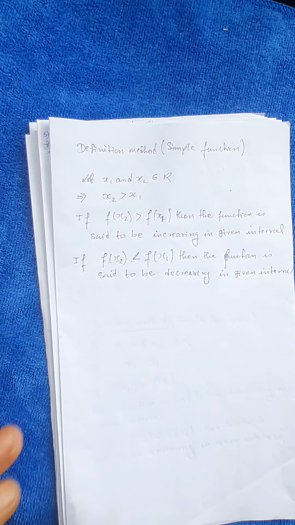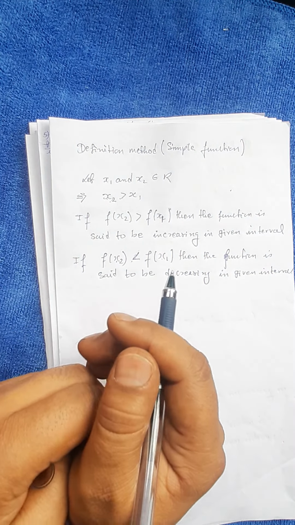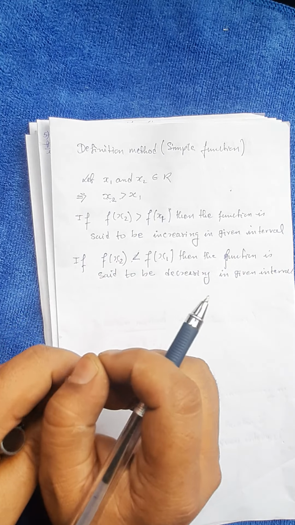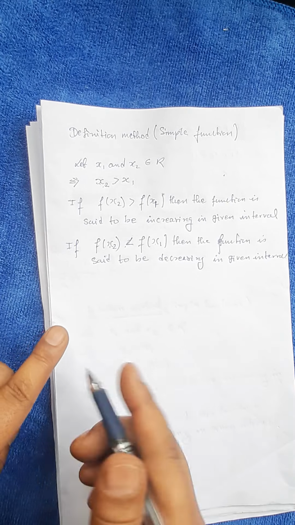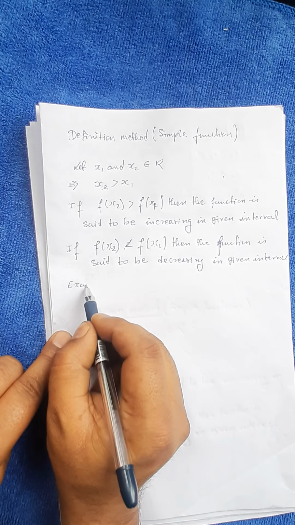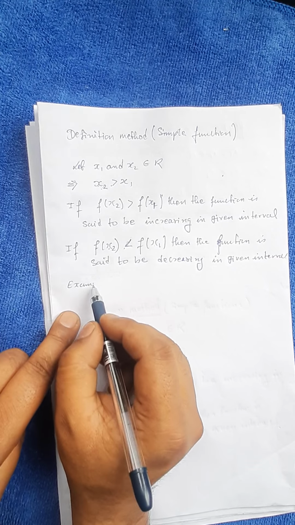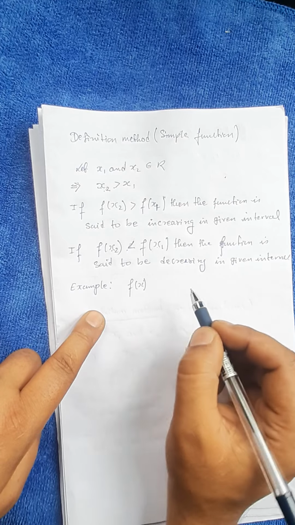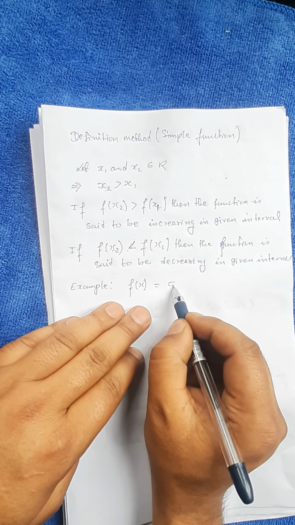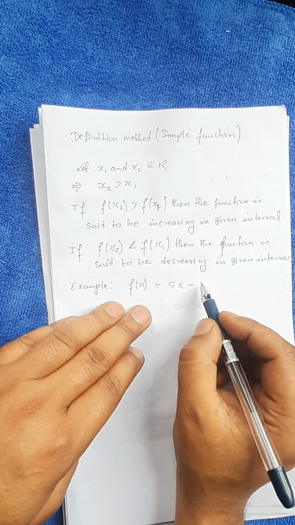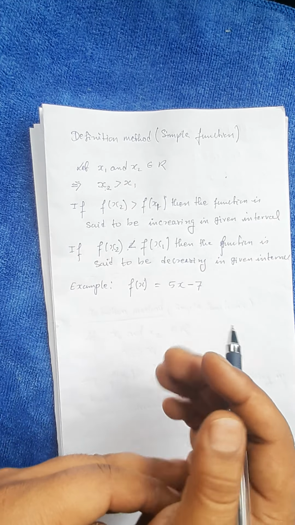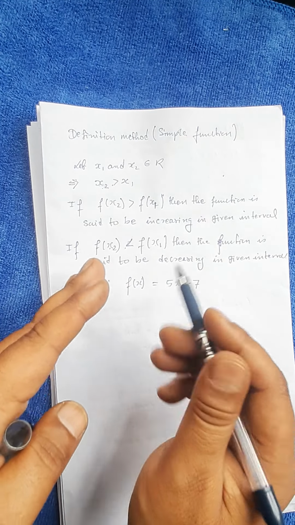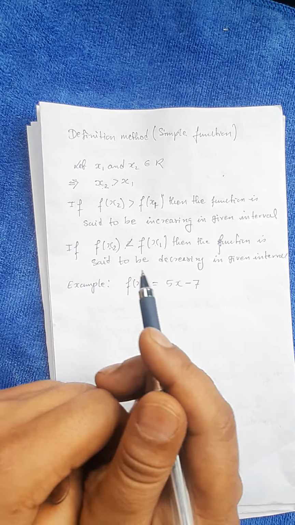Now I'll explain by giving one example, and remember, this is not very important, it is applicable only for simple functions. Let me consider one function as an example. Suppose we consider f(x) equals 5x minus 7. Okay, this is a simple function, and this is called a linear function, and for simple functions only we are going to use this method.